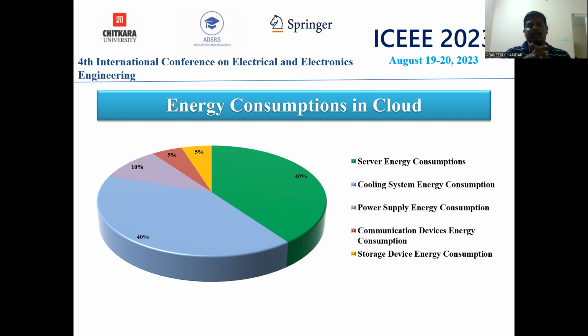In this research, we have taken only the server energy consumption constraint, and we have tried to optimize the server energy consumption with the help of task scheduling algorithms. In this aspect, three different task scheduling algorithms are taken, and we have tried to reduce the power consumption in servers. We'll go to the next one.